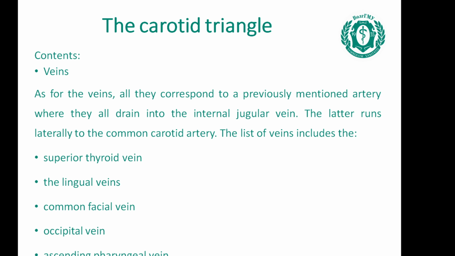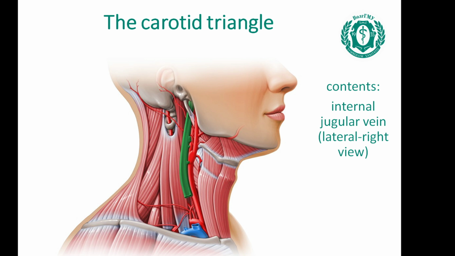As for veins, they all correspond to the previously mentioned arteries, and they all drain into the internal jugular vein. The latter runs laterally to the common carotid artery. The list of veins includes the superior thyroid vein, the lingual veins, the common facial vein, the occipital vein, and the ascending pharyngeal vein. Here, the internal jugular vein is demonstrated.